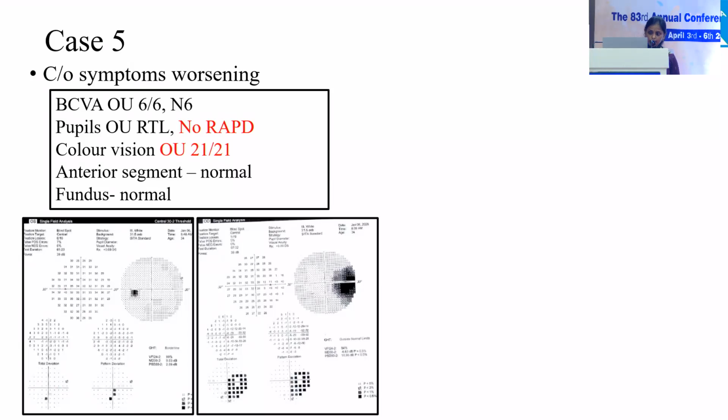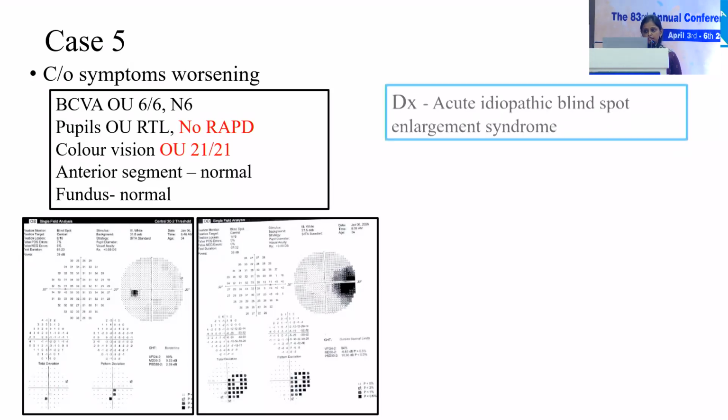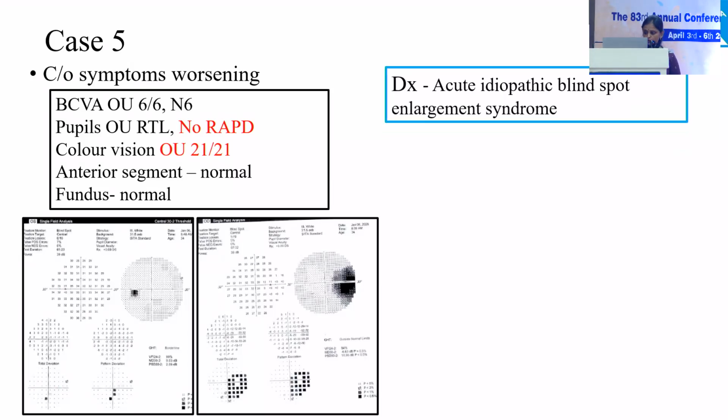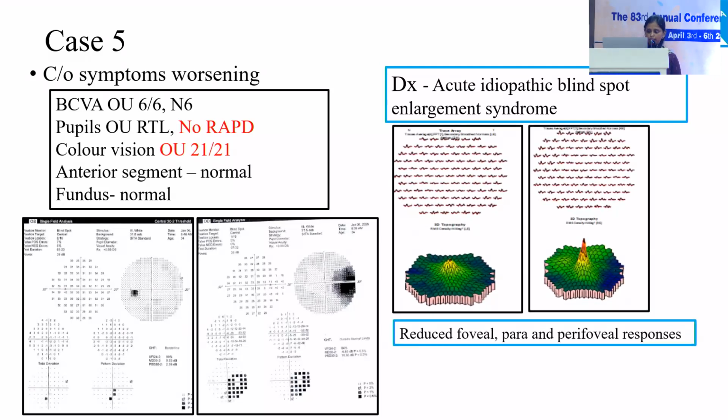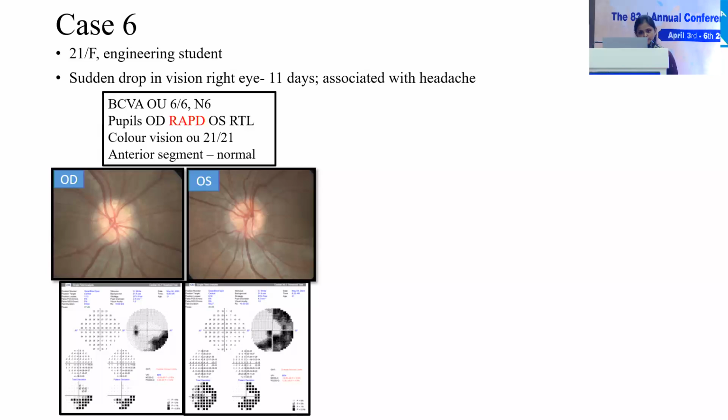So what did she have? We suspected her to have acute idiopathic blind spot enlargement syndrome, which was confirmed by an abnormal MFERG, which showed reduced foveal, para and perifoveal responses. This is my last case.